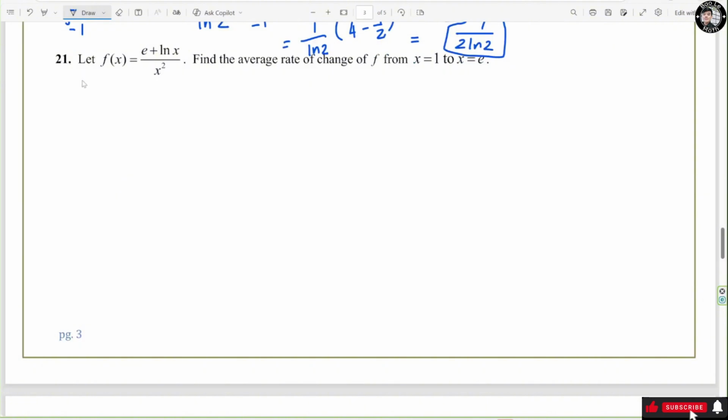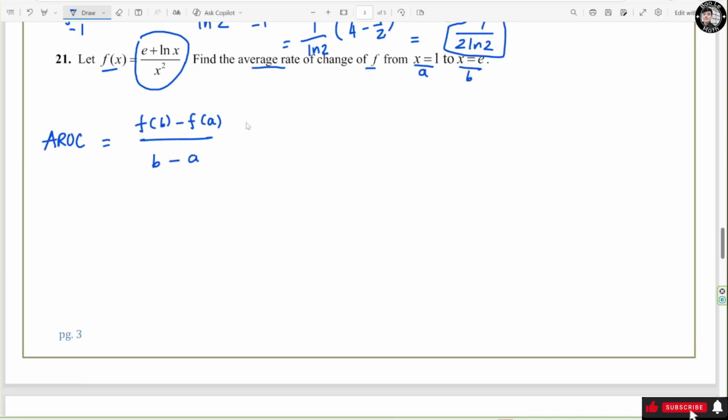Now let's move on to question 21. Let f(s) be e plus ln s over s squared. Find the average rate of change of this function from s equals 1 to s equals e. Average rate of change is given by the formula f of b minus f of a over b minus a. Now this one is a, this one is b. So we have f of e minus f of 1 over e minus 1.